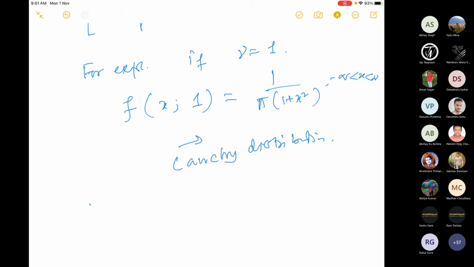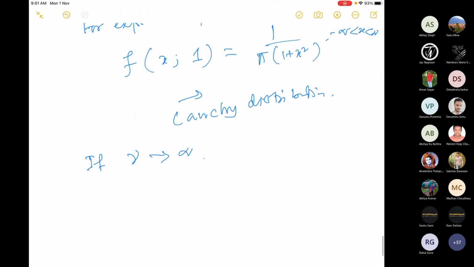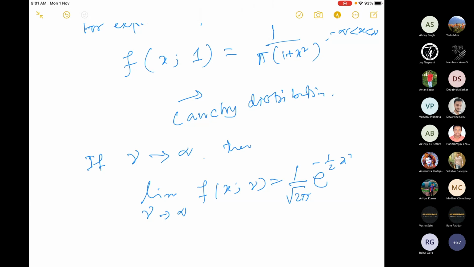Now if you take nu very large, then it can be shown, I'm not proving it, that in the limit as nu goes to infinity, f of x nu is nothing but 1 by root 2 pi e to the power minus half x square. So it is the standard normal.